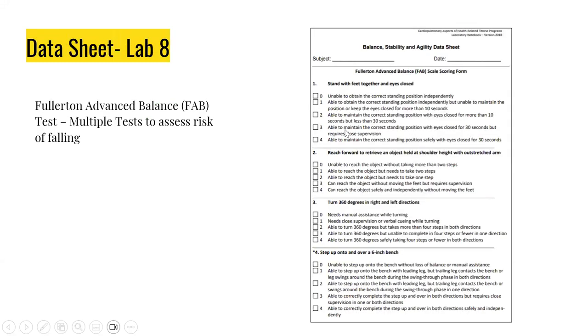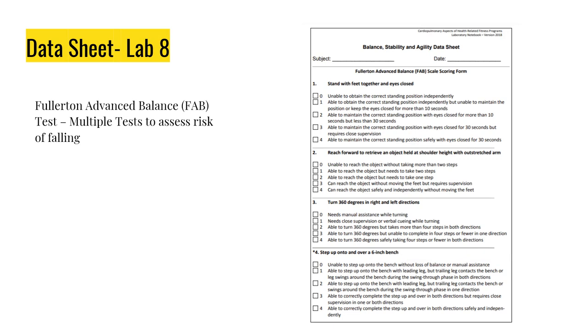And this is the data sheet, right, for all of the different items that you're going to score. So, for example, item number one, standing with feet together and your eyes closed. If you successfully complete this number one item, that will be that you were able to maintain the correct standing position safely with your eyes closed for 30 seconds. So I misspoke there. The test is for 30 seconds.